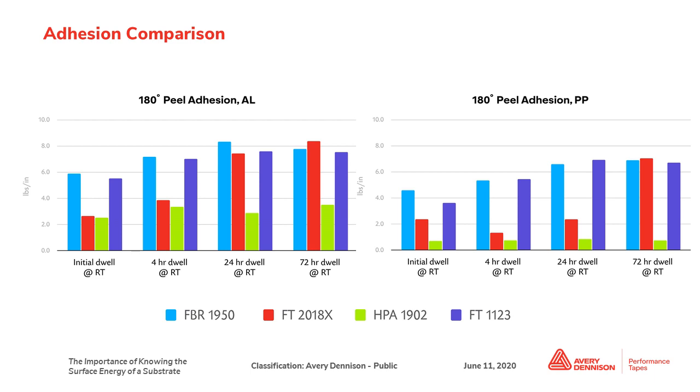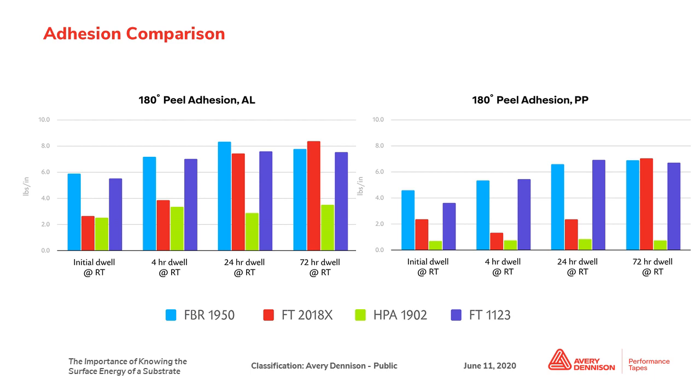We're testing the FBR 1950, which is in blue. That's our general purpose rubber. We have the FT2018X, which is the red. That is the low VOC acrylic. We have the green, which is the HBA 1902. That is our high performance acrylic. And then we have the purple, which is the FT1123, known as the general purpose acrylic.